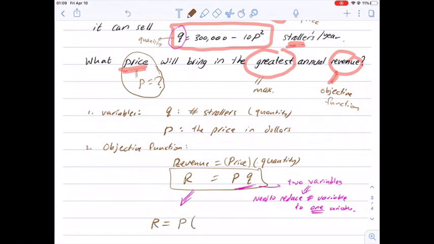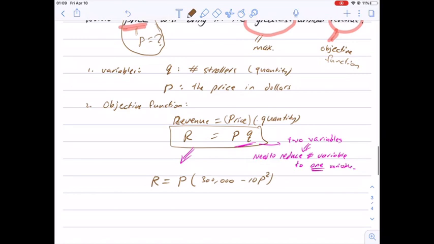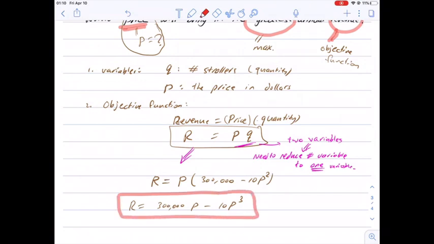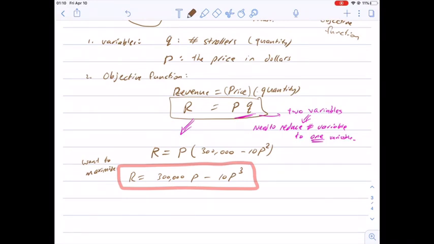So R equals P times Q. Q is 300,000 minus 10p squared. So the revenue equals 300,000 P minus 10p cubed. So this is the function that we want to maximize. Okay.